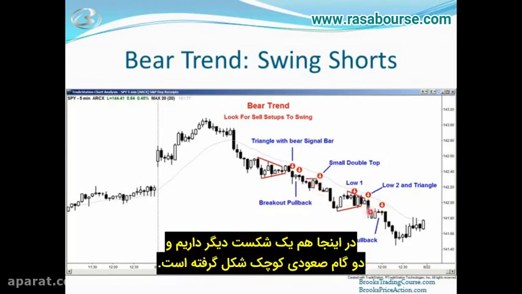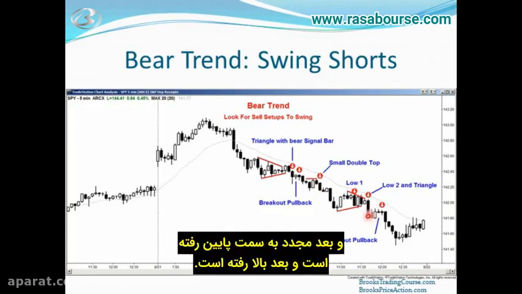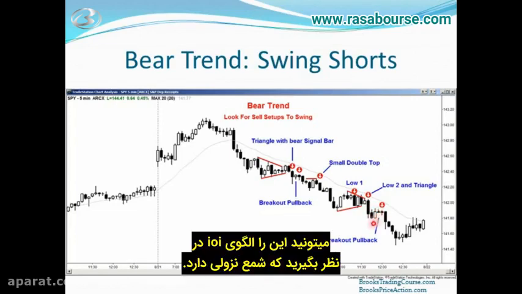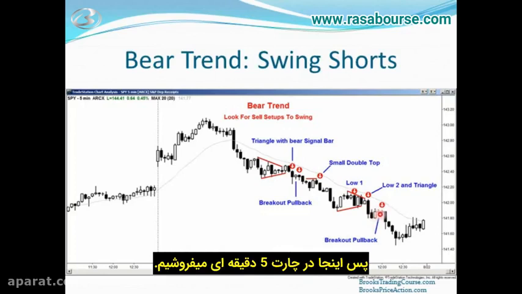Here we got another breakout and two little pushes up. We went down here and then up, and then down again and then up. So on a smaller time frame, that's a low 2. You can just look at it as an IOI with a bear bar for a short on this 5-minute chart.